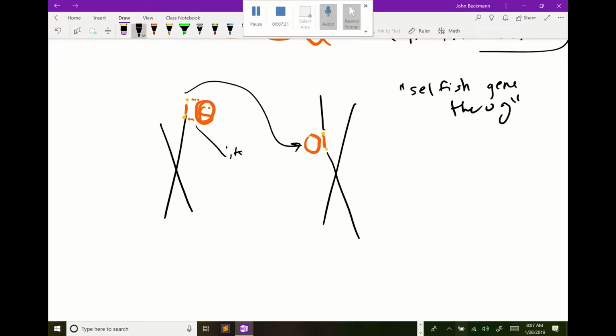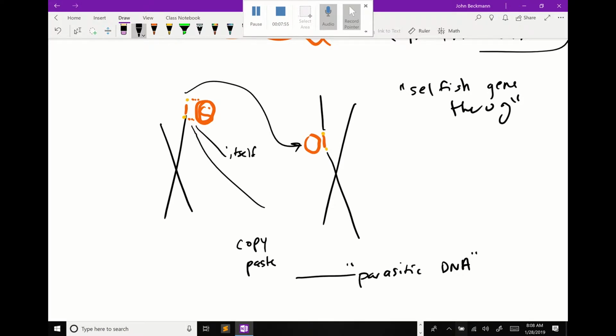And oftentimes these transposons can make copies. So oftentimes they can copy paste. Okay? So this is what we call parasitic DNA. Okay? And if a gene can replicate itself, it's going to, because that's what it wants. Now, the organism, just like you said, doesn't necessarily want that, because if it's jumping into constitutive housekeeping genes, what's going to happen to the organism? It'll die. Exactly.